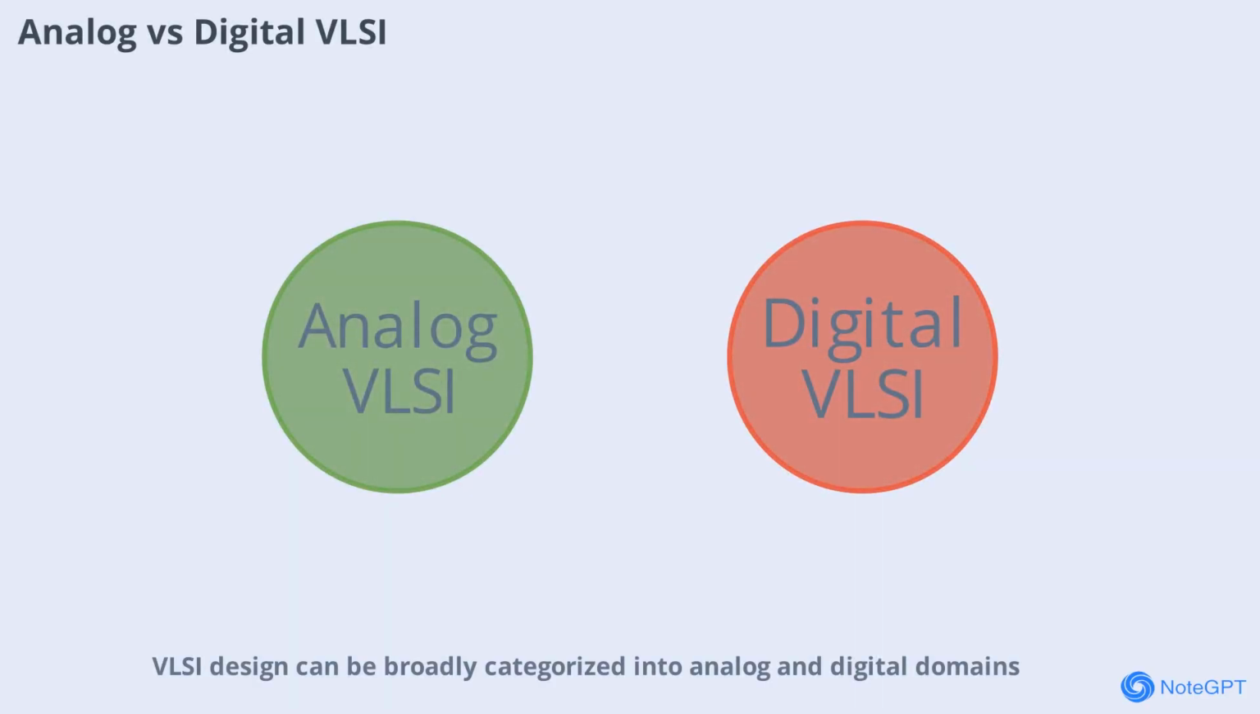VLSI design can be broadly categorized into analog and digital domains. Digital VLSI deals with binary signals and logic circuits, forming the basis of processors and memory. Analog VLSI handles continuous signals, used in amplifiers, sensors, and communication circuits. Many modern chips combine both, known as mixed-signal VLSI. Understanding the differences helps designers choose the right approach for each application.